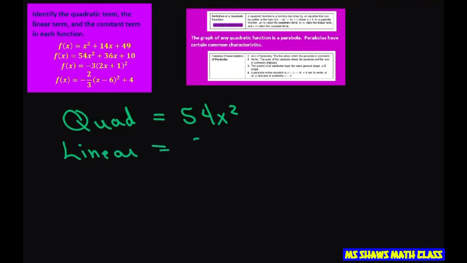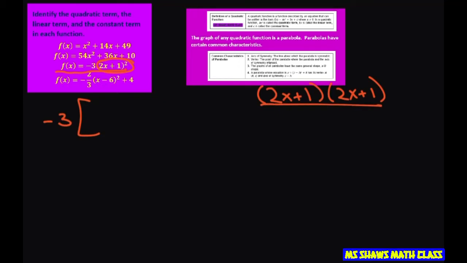Okay, and the second one is the same kind of thing. So let's go to that. Our quadratic term is going to be 54x squared. Our linear term equals 36x. And our constant term is just 10.